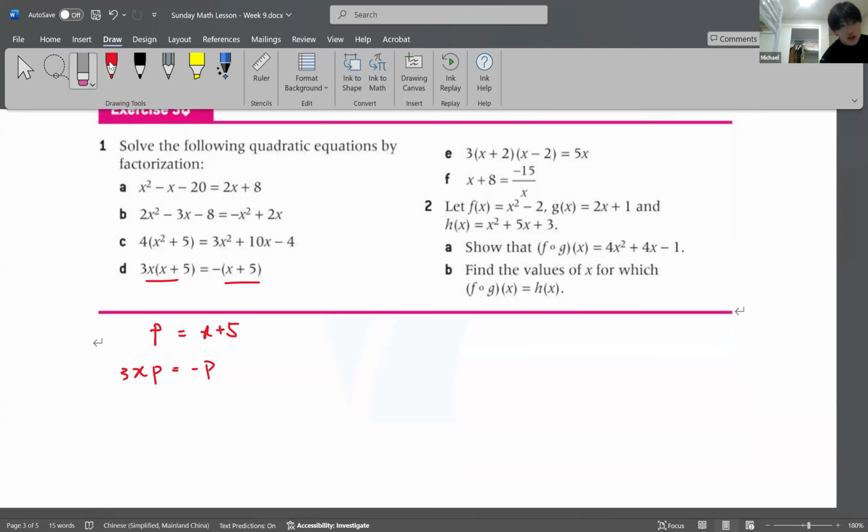And we want to factorize. It's asking us to solve it by factorizing. So why don't we just factorize p out? Move everything to the left, so plus p equals 0. Factorize p out: 3x plus 1, bracket p equals 0, right?